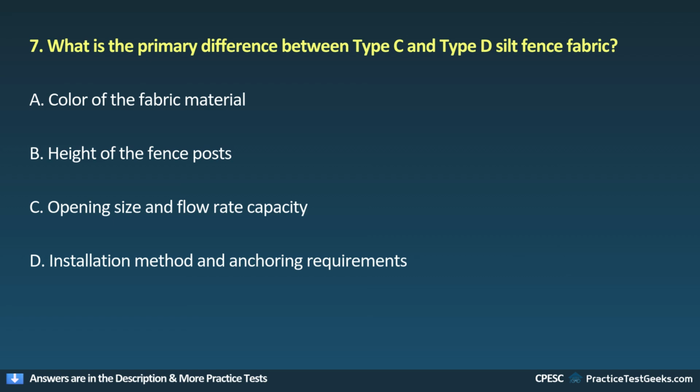7. What is the primary difference between Type C and Type D silt fence fabric? A. Color of the fabric material. B. Height of the fence posts. C. Opening size and flow rate capacity. D. Installation method and anchoring requirements.